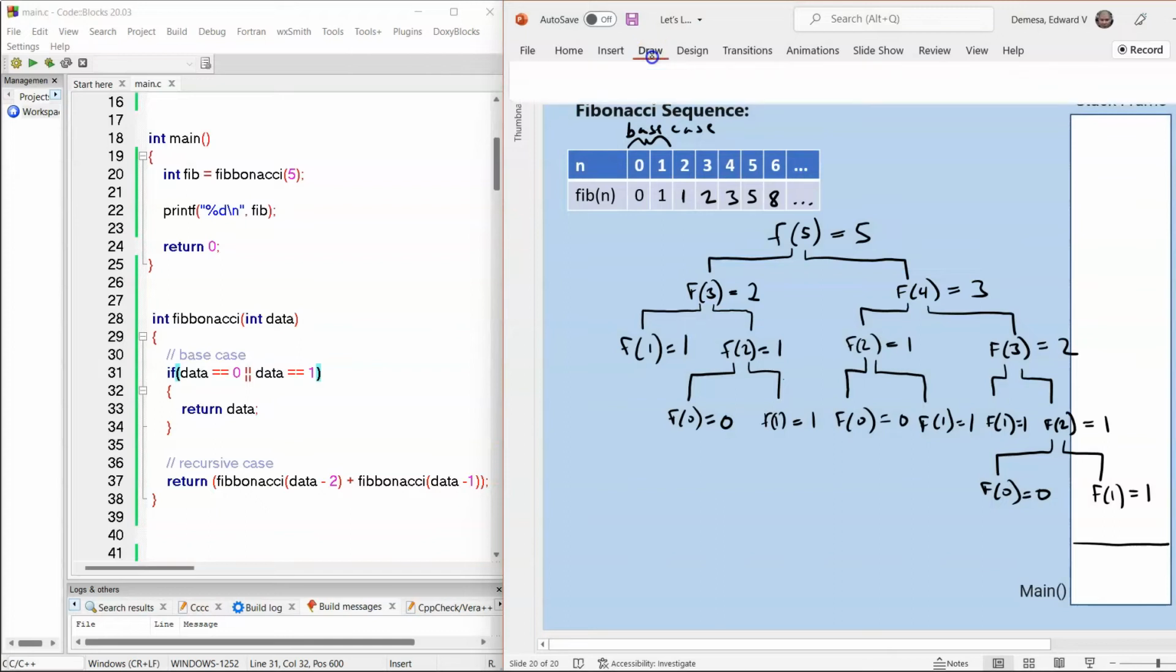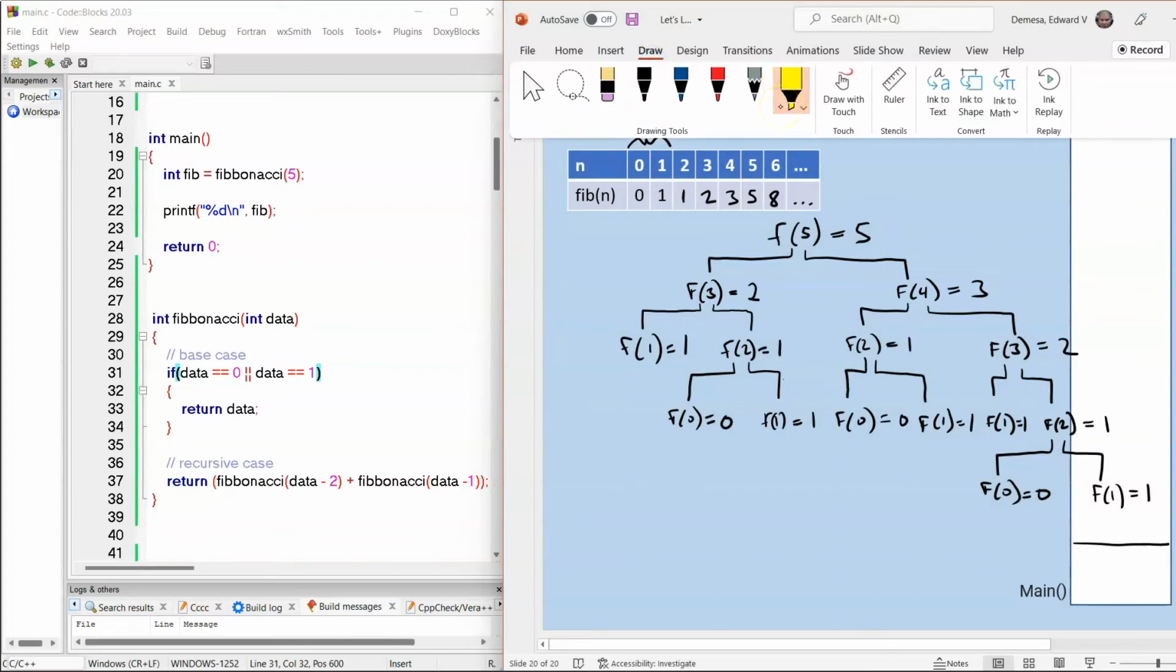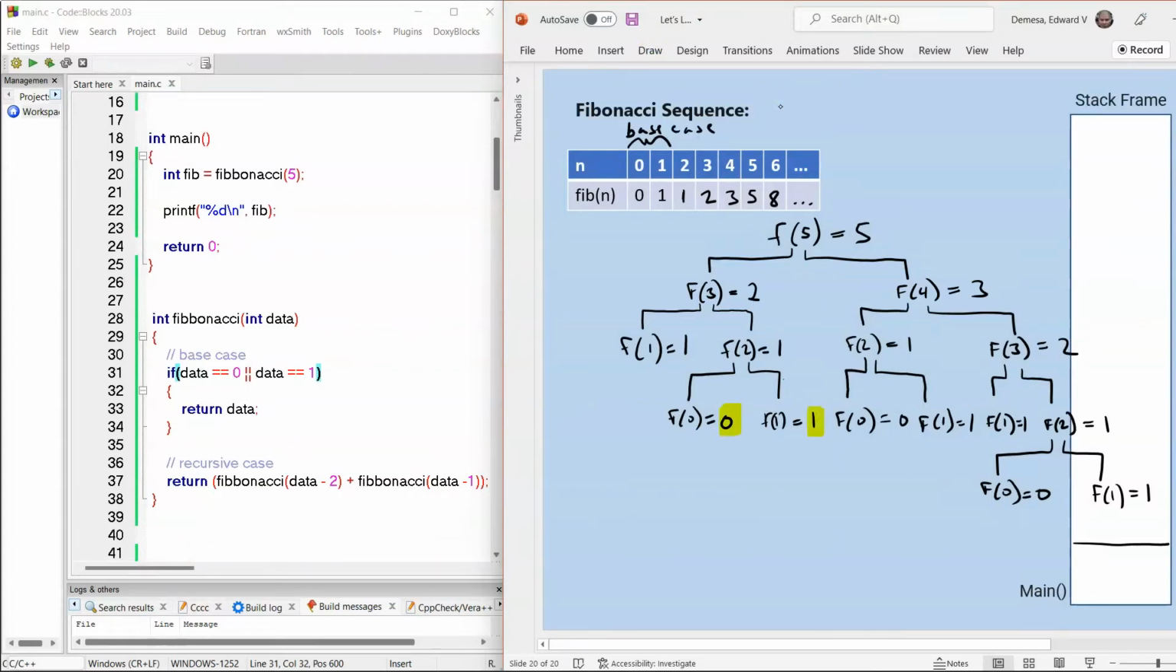And let me highlight all of the numbers that it returned. So 0 plus 1 returns 1, and 1 plus 1 returns 2. Okay, 0 plus 1 returns 1. And 1 plus 1 returns 2. 0 plus 1 returns 1. And 1 plus 2 returns 3. And 2 plus 3 returns 5.